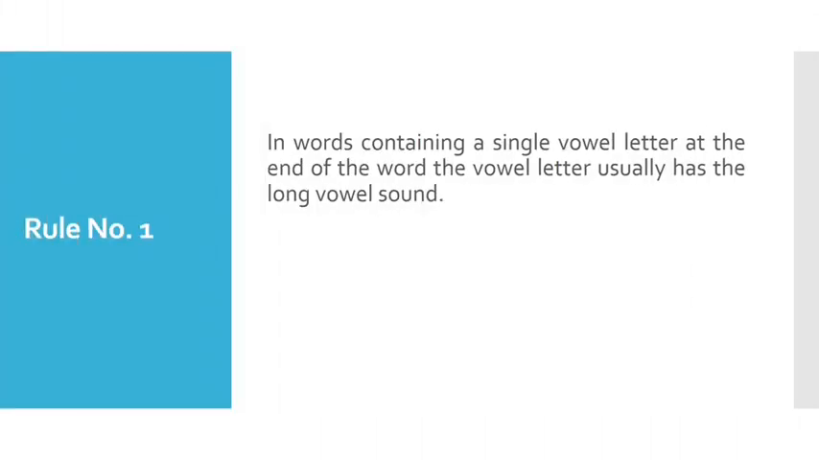In words containing a single vowel letter at the end of the word, the vowel letter usually has the long vowel sound. For example, here we have she, me, and we. As you can see, I use the letter E vowel to indicate that this word shall be read in a long vowel sound because as the rule implies, in a single vowel letter at the end of the word, we should read that in a long vowel sound. For example, she, me, and we. So we also have to take note that this rule refers to words and not only just syllables because there is another rule for that or for single vowel letters which end syllables.